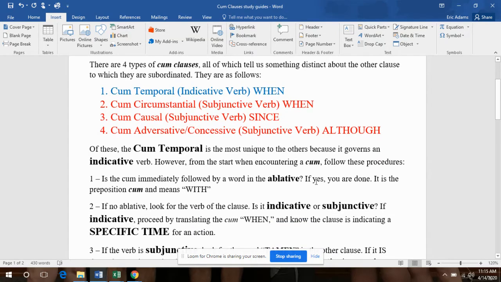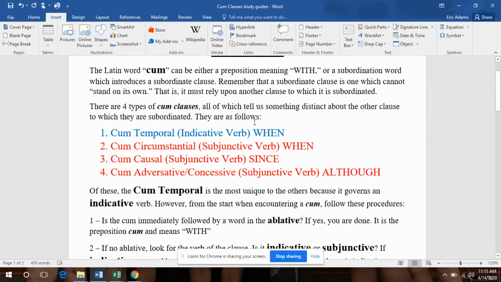First thing, when you encounter the word cum, you look and see, is there an ablative? If yes, it's a preposition, it's a prepositional phrase with the ablative, and so you know that it is that. "I go to the store with my dad." Cum patre is what that would be. But if not, you've got to figure out which one it is. And thus the cum, depending upon what type of clause, is going to be translated in a different way.